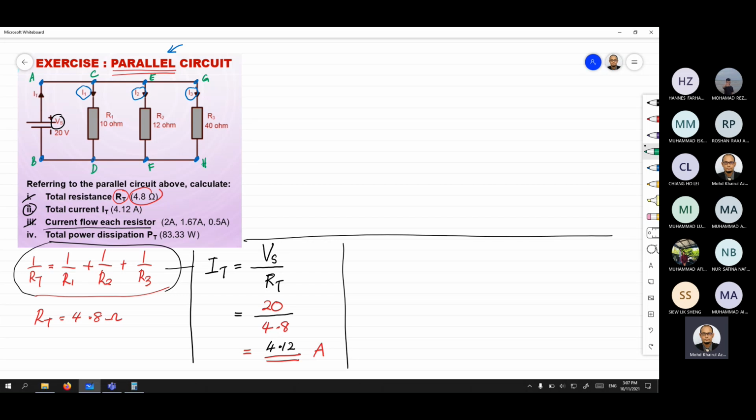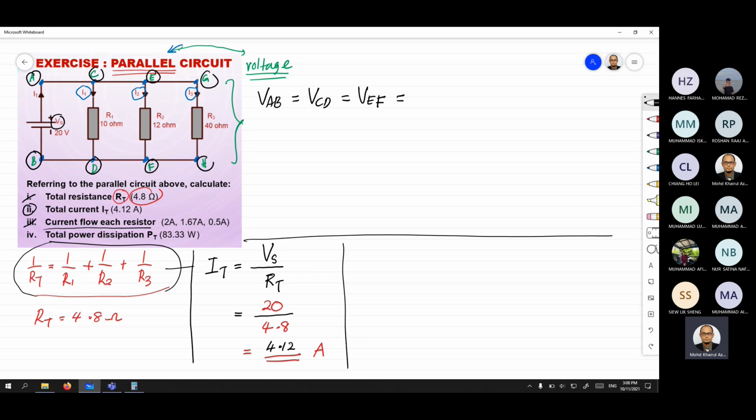Okay, so to conclude this one, in terms of voltage, okay, voltage in parallel mode, your VAB here is equal to VCD and equal to VEF and should equal to VGH. Okay, itu dalam bentuk nak apa? Kita label dia menggunakan ABCD.